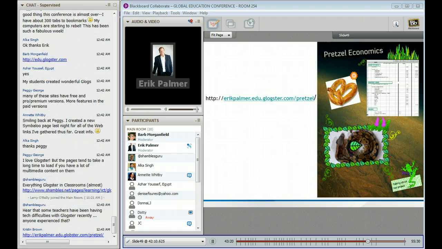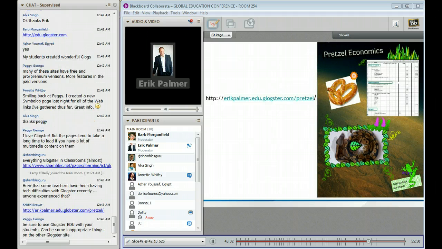Now, I see that someone's made a comment about a problem with it. I haven't experienced a problem with Glogster. I found it's been pretty good, and I've used it with students of all ages in classrooms all over the place. And so check that out.